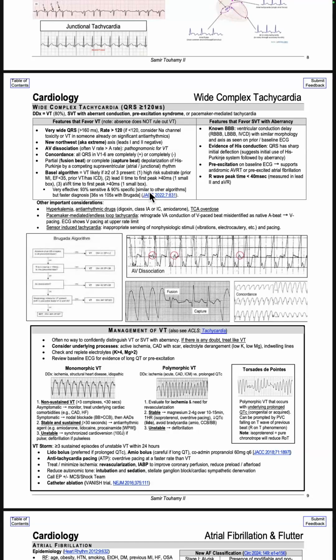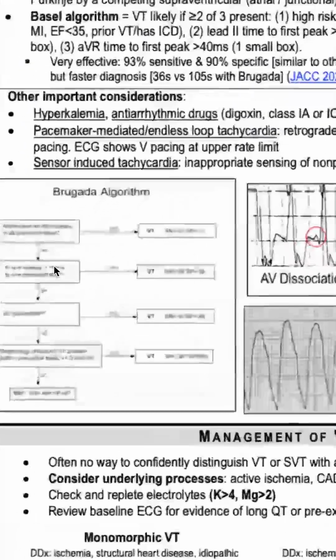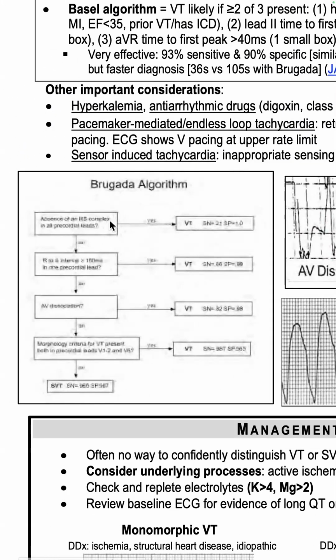There's also the Brugada algorithm. The Brugada algorithm will help you differentiate between VT and SVT. This is a little bit blurry, but I'll just read it out to you. If there's an absence of RS in all precordial leads, if yes, then it's VT. Otherwise, if there is no absence of RS in all precordial leads, continue on.